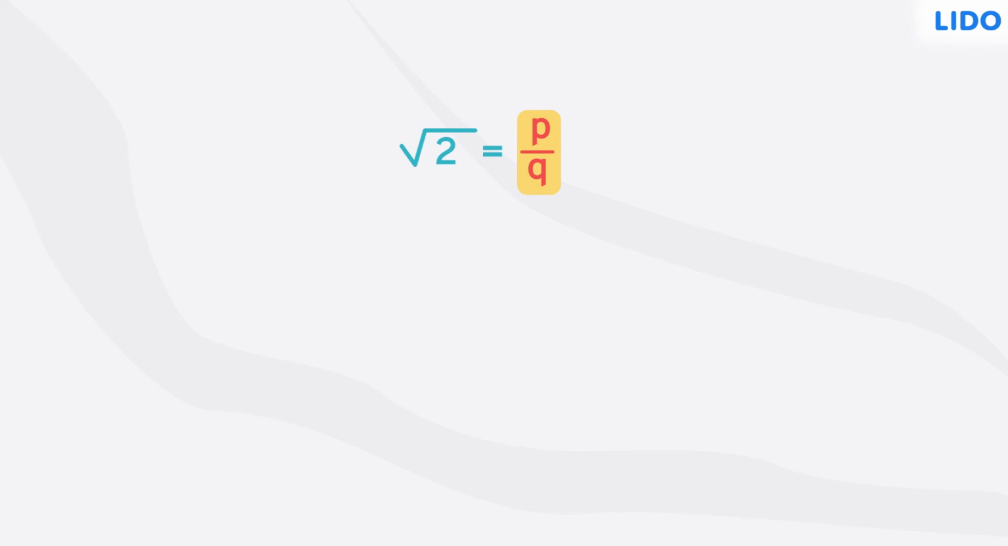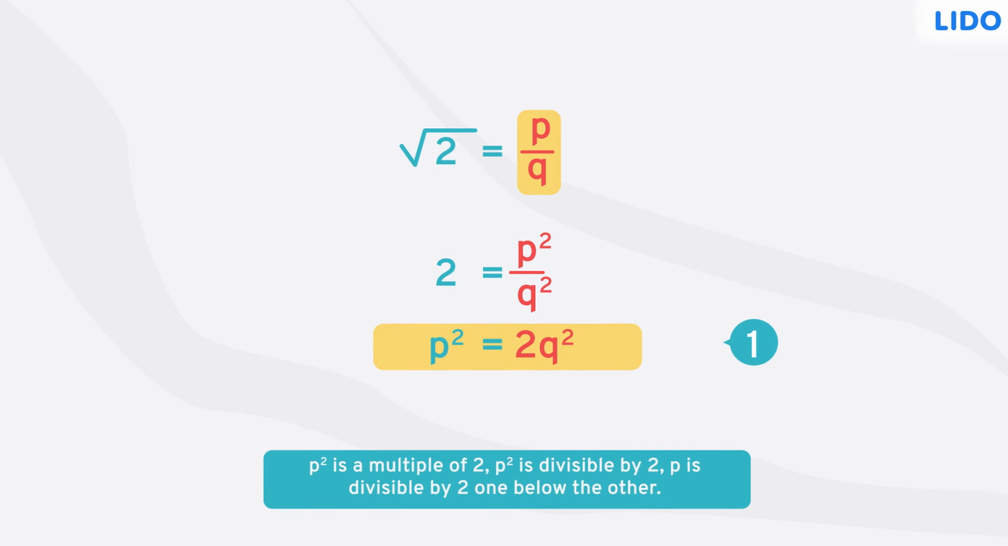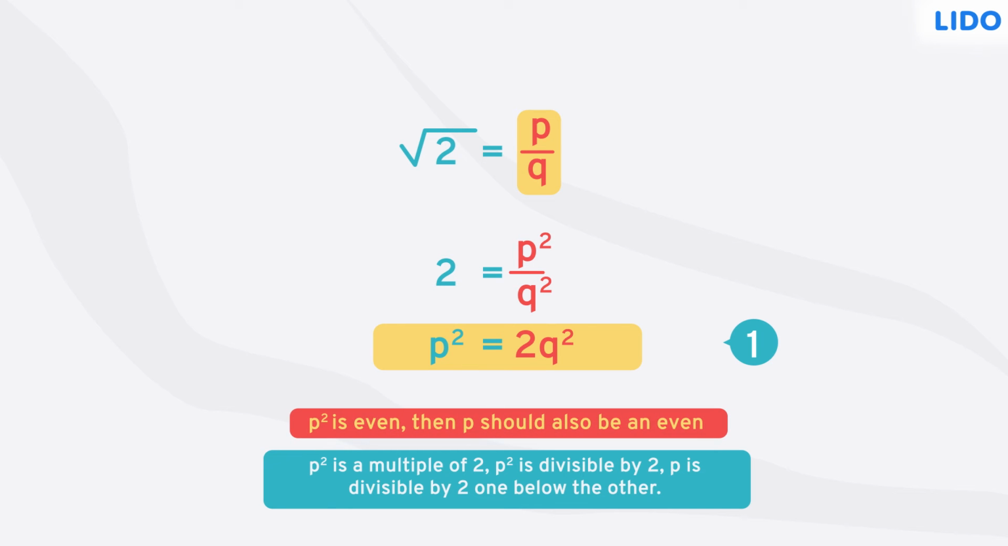Squaring both sides gives us 2 equals p squared over q squared. This can also be written as p squared equals 2q squared. This is our first equation. In this equation, p squared is a multiple of 2, which means it's an even number. And if p squared is an even number, then p should also be an even number. Otherwise, it would not be an even number when squared. So, we know that the integer p is even.